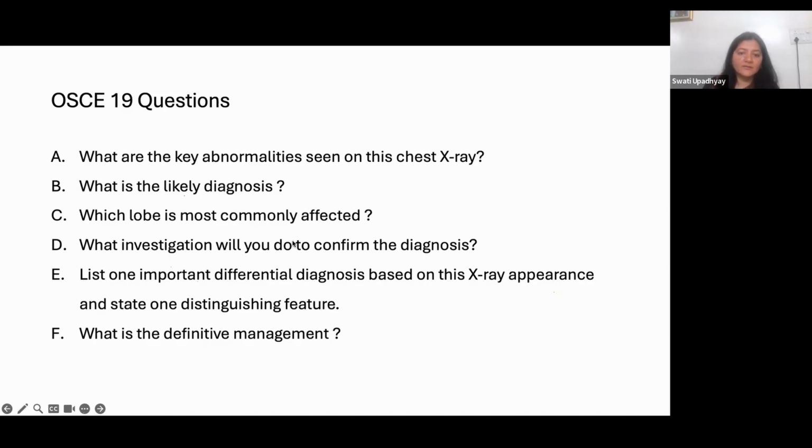And which investigation will you do to confirm the diagnosis, and what is the definitive management? CT, yes. So CT thorax will be done. And what is the management? Yes, so for asymptomatic or milder cases, conservative management and observation can be done. And in symptomatic cases, a lobectomy is usually done. I think we can move ahead, sir.